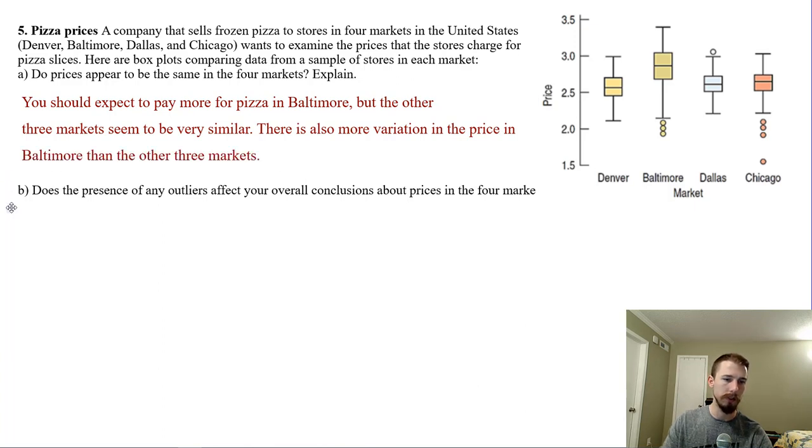Okay, does the presence of any outliers affect your overall conclusions about prices in the 4 markets? So we do have low outliers for Chicago. There's 1 high outlier for Dallas, but that's not really like an outlier because it's just barely above it, right? So think about it this way, because we calculate a right fence by the interquartile range times 1.5. If our interquartile range would just spread out a little bit more, this one would no longer be considered an outlier, right? Because it would increase the upper fence as well. So that's not really that big of a deal.